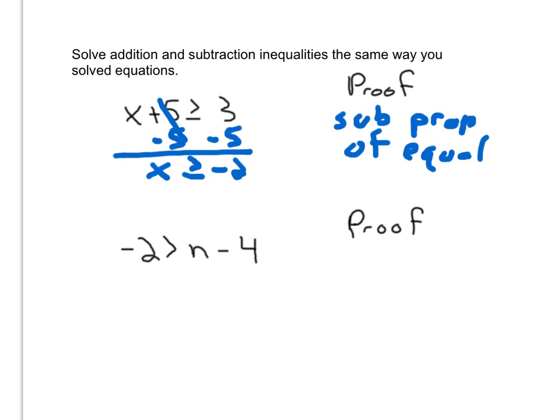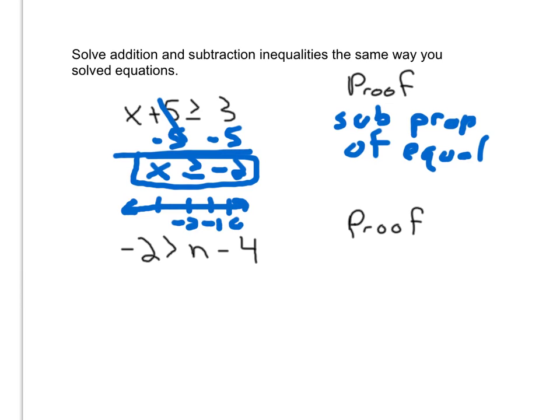Now if they told me to graph this, okay, here's my answer, then I could graph it too. I'd make a number line. I'd put negative 2 right here, and then negative 1 and 0, and then negative 3 and negative 4. Think to yourself, open dot or closed dot? Well, I'm going to need a closed dot because it's got the or equal to.